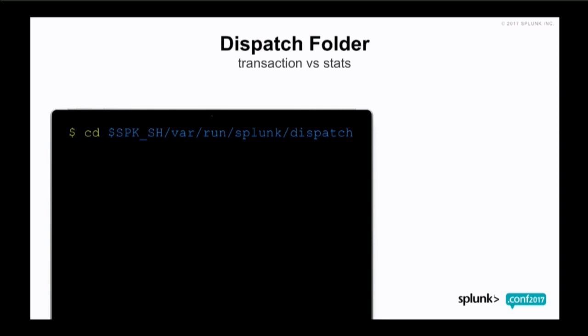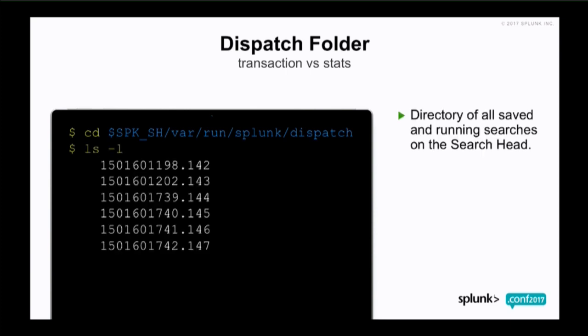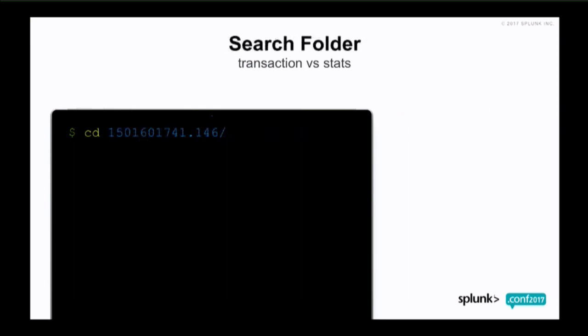So we arrive at what's called the dispatch folder. It's under search head, var run Splunk dispatch. This is a directory of all the active searches being run on that search head. Your SID, your search ID, can be found in the job inspector. Let's go ahead and pretend we're 146. Moving into that folder, we call it the search folder.